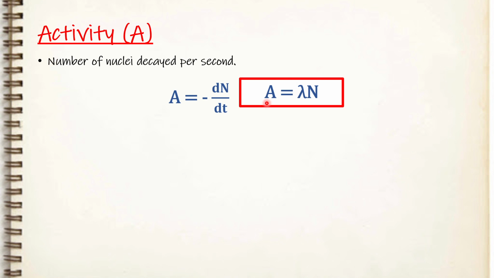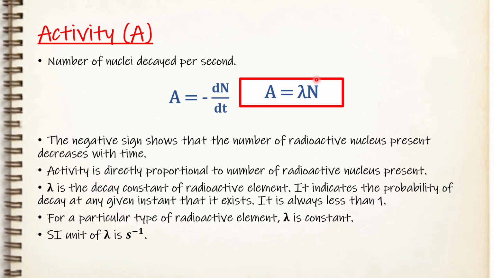Activity is denoted by A and is defined as the number of nuclei decayed per second. Lambda is the decay constant and indicates the probability of decay at any given instant. Since it's a probability, it should always be less than 1. And when we use this equation, it is very, very important that you use lambda in per second.